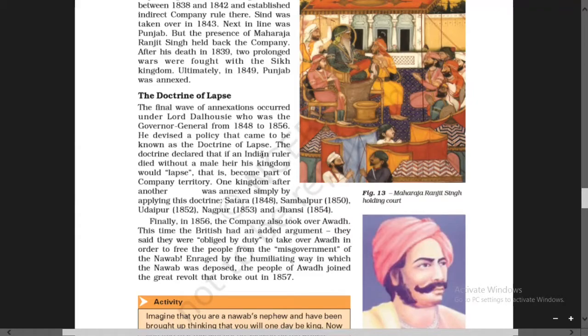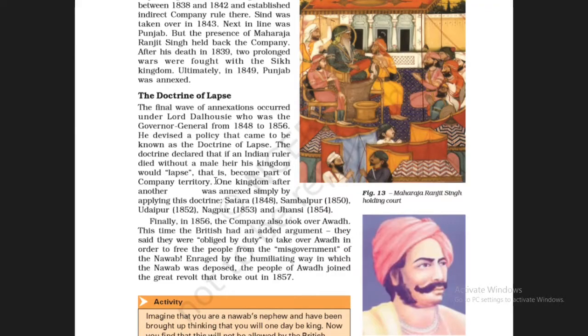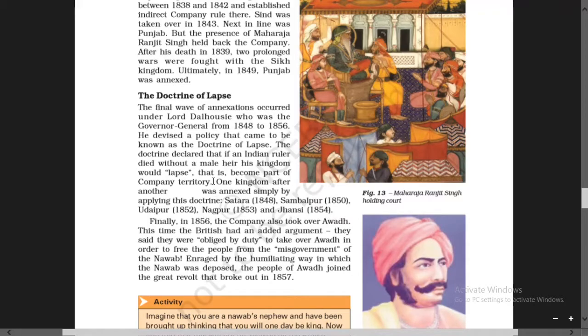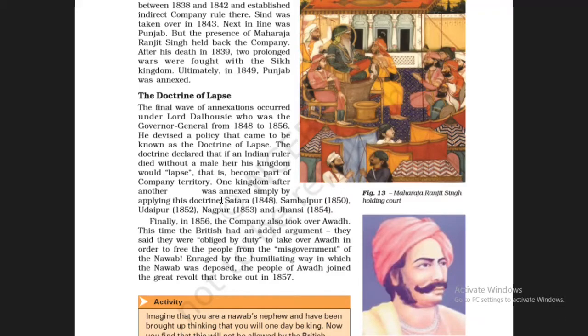The doctrine declared that if an Indian ruler died without a male heir, his kingdom would lapse, that is, become part of company territory. So that kingdom would go into the hands of the company. One kingdom after another was annexed simply by applying this doctrine. It was because of the Doctrine of Lapse that one kingdom after another was taken by them.